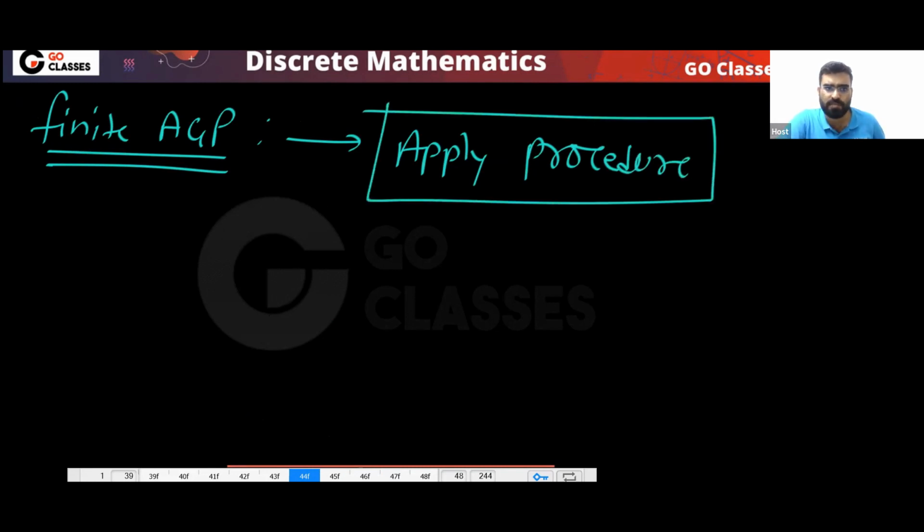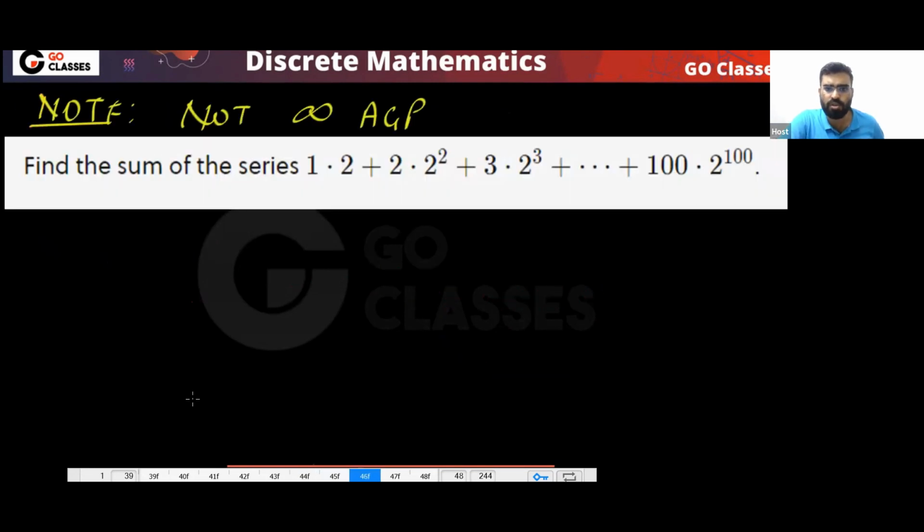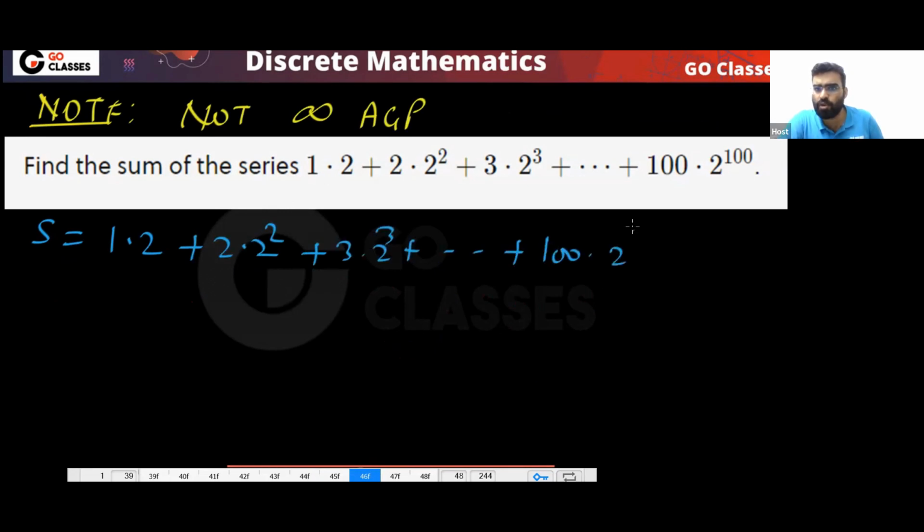Always apply the procedure. And if you have an infinite AGP, then for infinite AGP you can apply the formula, but take care, you can apply the formula with care. Now let's see how to solve this. Just apply the procedure. So this is your S. Let's assume that the summation S is equal to 1 times 2 plus 2 times 2 squared, and so on, up to 100 multiplied by 2 power 100.